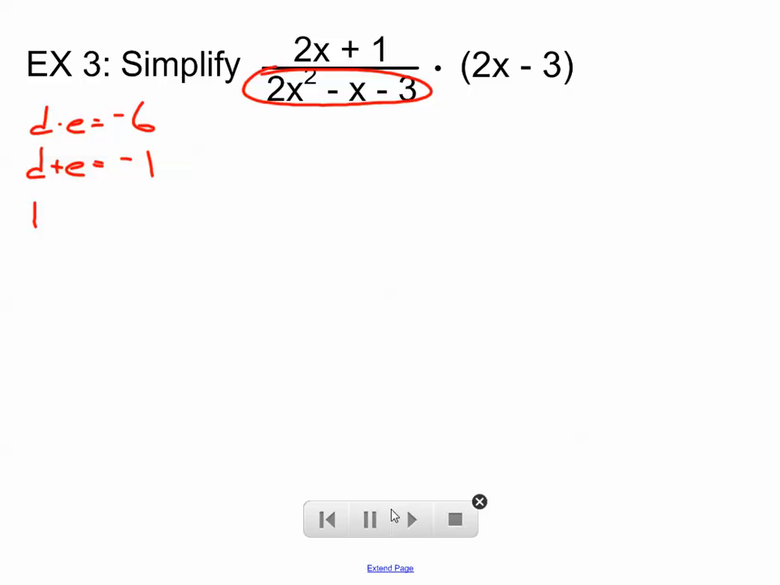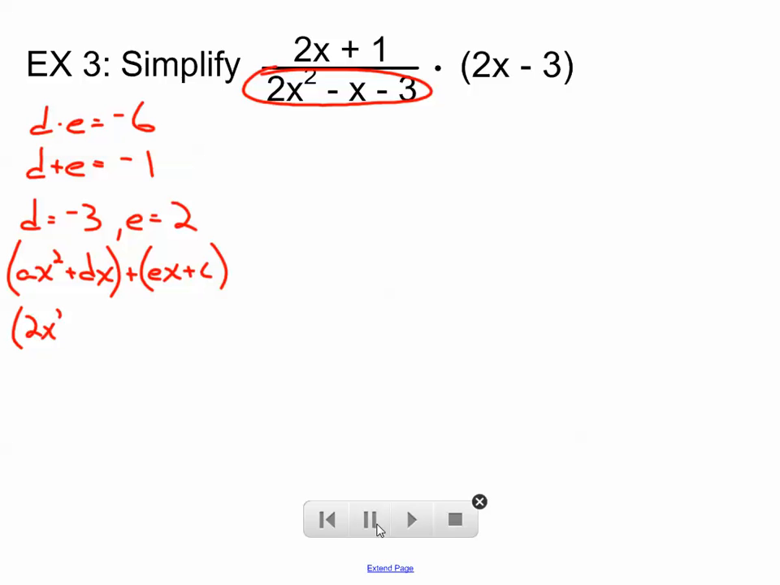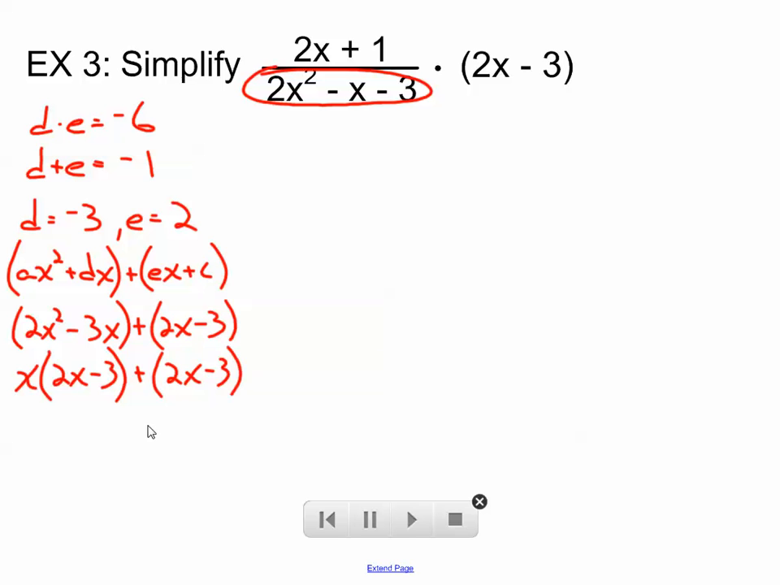A times C is negative 6. So D would be negative 3, and E could be positive 2. Remember, you can switch those around. It would not affect it. This formula should look familiar to you, coming out of chapter 10. A is 2, D is negative 3, E is 2, C is negative 3. You can factor an x out of that first, and nothing out of the second. So the factorization of this trinomial would be 2x minus 3 times x plus 1.